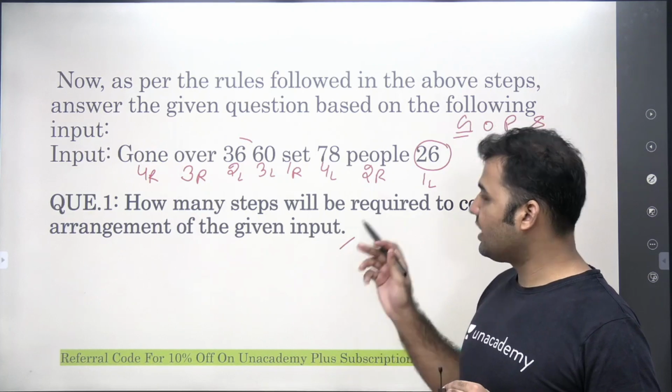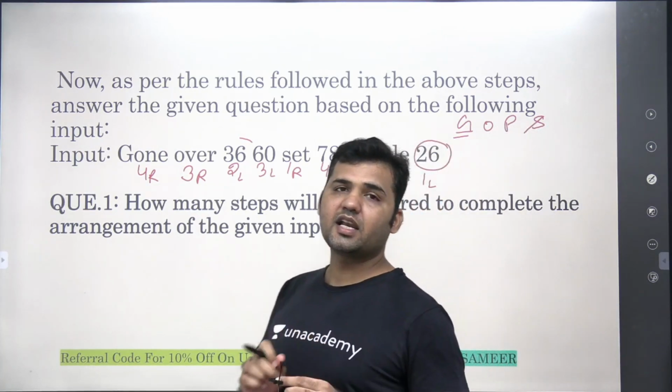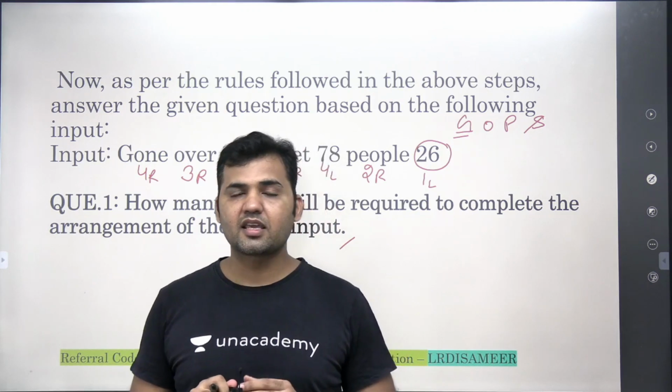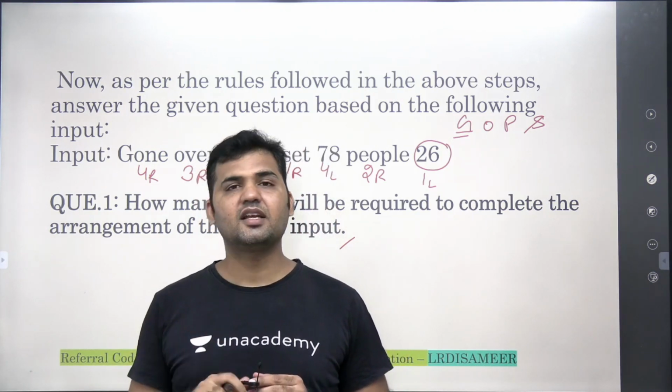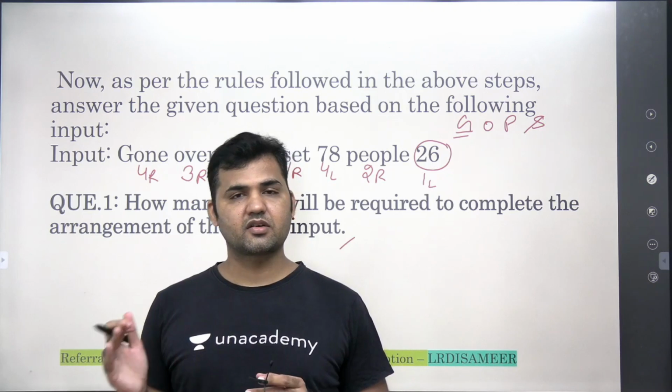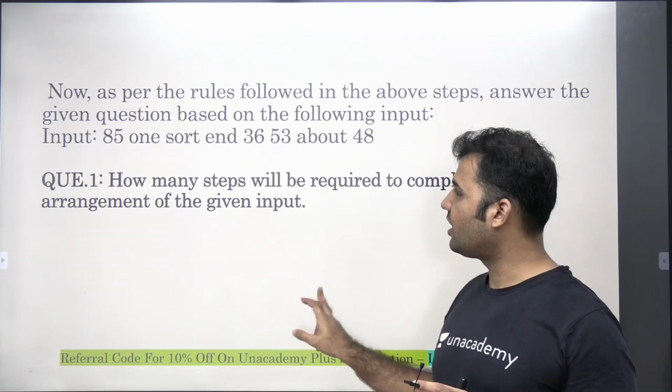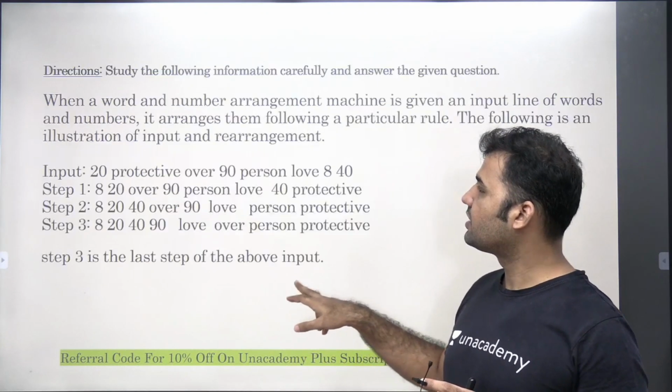That's it. So when the elements are moving on the left hand side, give them rankings 1L, 2L, 3L, and 4L, and the elements which are moving on the right hand side, give them a rank of 1R, 2R, 3R, and 4R, right? So this is the approach to solving these types of questions. I'll be discussing set number two.